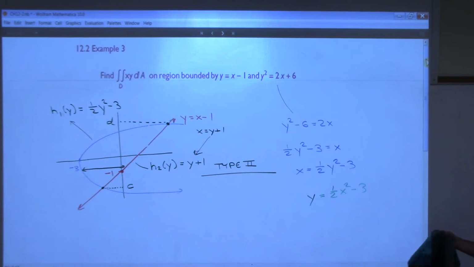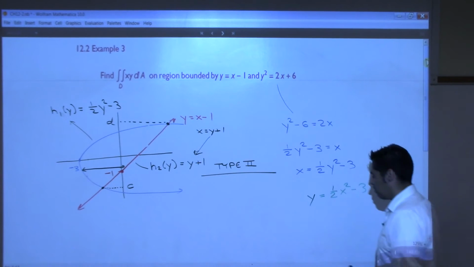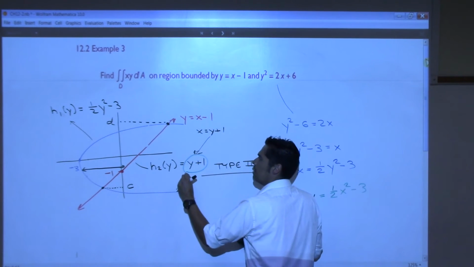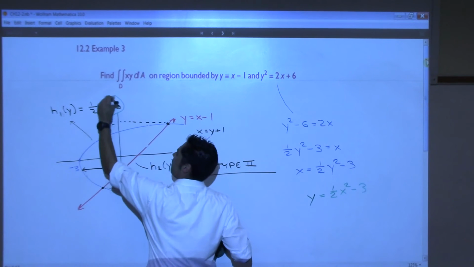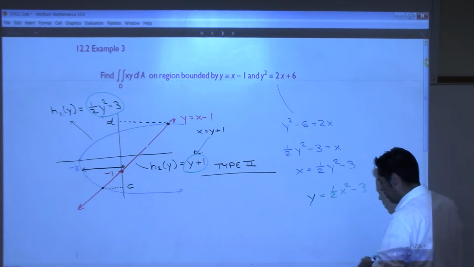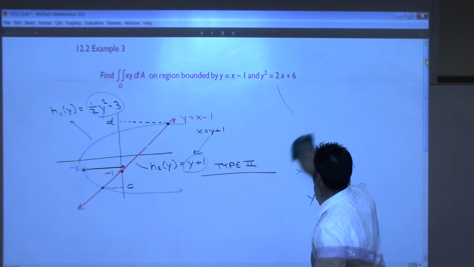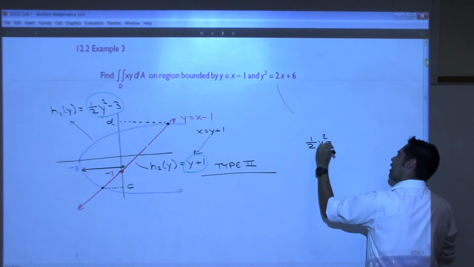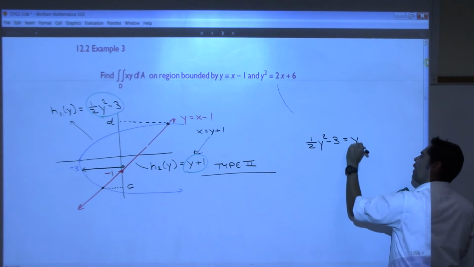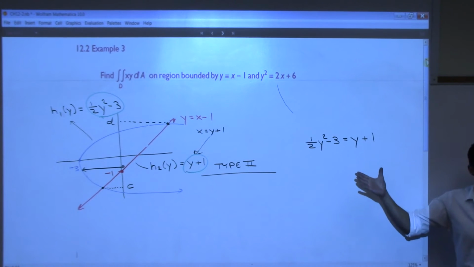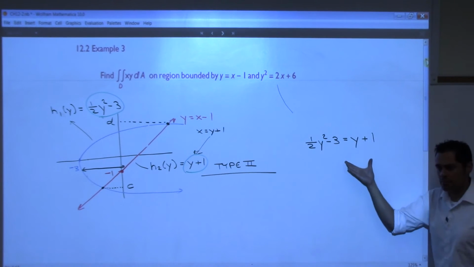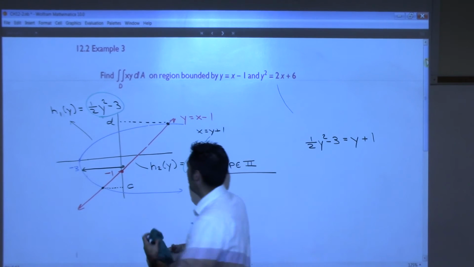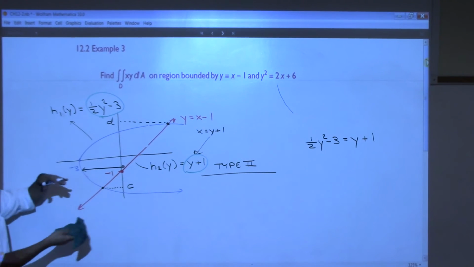So how do we figure out where these two hit each other? Set them equal to each other, right? Set the functions equal to each other. In other words, set this equal to this, right? That will give us our intersection. So I'm going to set 1/2 y squared minus 3 equal to y plus 1. Notice that the equation I'm using here has y's in it, so my answers are going to be y values, which is what I want because my type 2 region should have constants for y's.